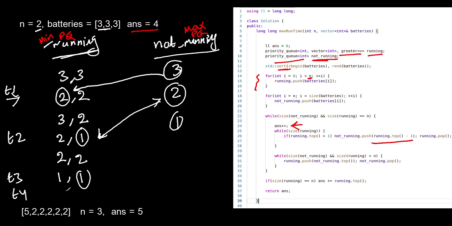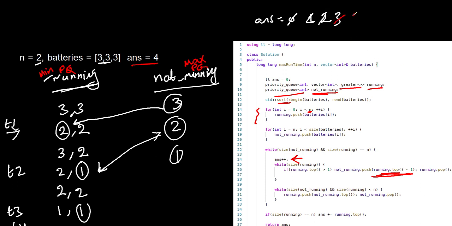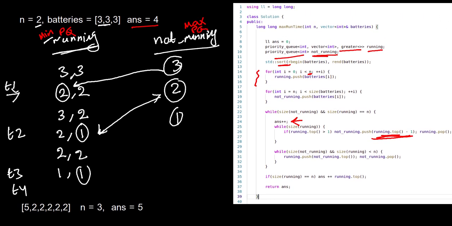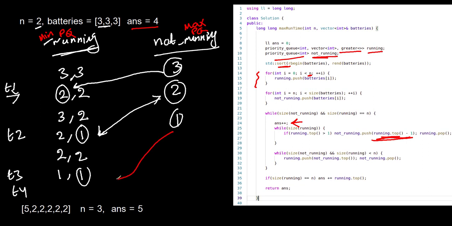At time 4 we subtract 1 from both running batteries, so 1 minus 1 is 0, 1 minus 1 is 0, but we don't push the 0 into the queue. We increase the answer by 1, we have 4, and we bring the not used 1 to the running queue, but the size of the running queue is 1, which is less than the number of computers. So we break the loop here and we return the answer.